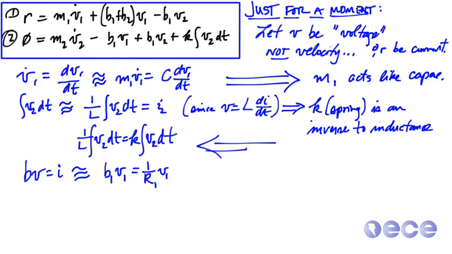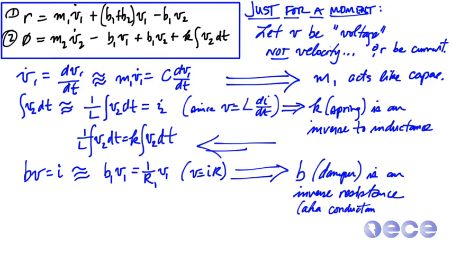So in this case, again, we have dashpots that act a little bit like resistances, but the damper is actually inverse to a resistance. Because you have a damper, it acts like a resistance, but the value of that resistor is the inverse value of the damper. That is, R1 is equal to 1 over B1.